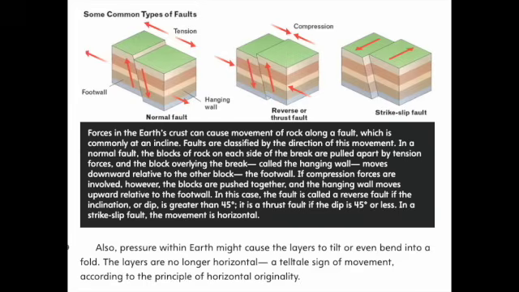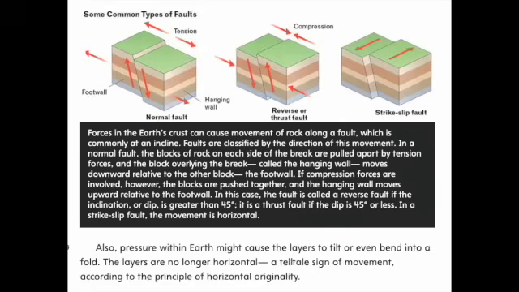Forces in the Earth's crust can cause movement of rock along a fault, which is commonly at an incline. Faults are classified by the direction of this movement. In a normal fault, the blocks of rock on each side of the break are pulled apart by tension forces, and the block overlying the break, called the hanging wall, moves downward relative to the other block, the footwall. If compressive forces are involved, however, the blocks are pushed together and the hanging wall moves upward relative to the footwall. In this case, the fault is called a reverse fault.